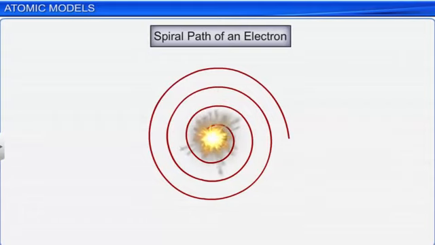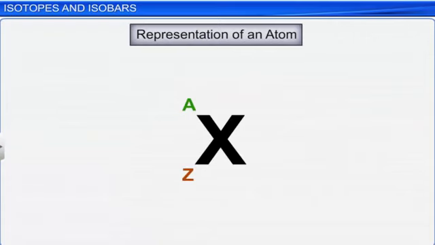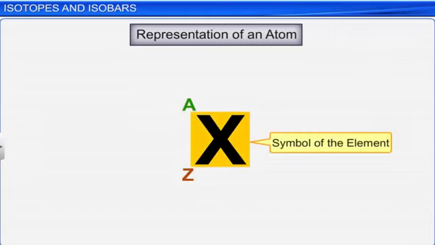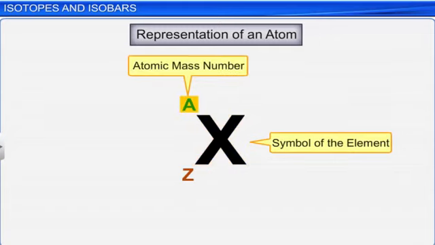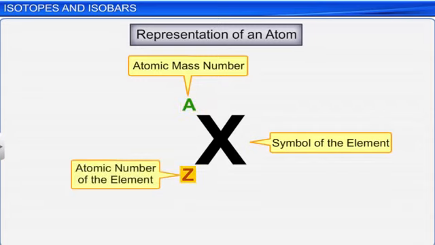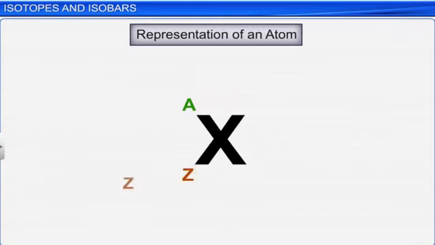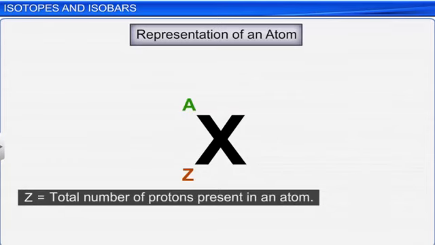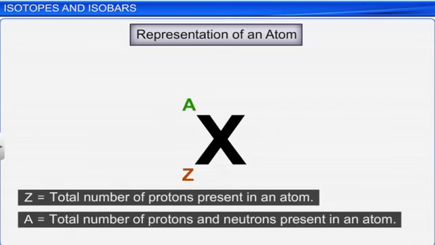The composition of an atom can be represented symbolically as ZXA, as shown here. The symbol X represents the symbol of the element. The superscript A on the left-hand side of X represents the atomic mass number, and the subscript Z on the left-hand side represents the atomic number of the element. As you have learned before, atomic number Z gives the total number of protons present in an atom, while the atomic mass number gives the total number of protons and neutrons present in that atom.